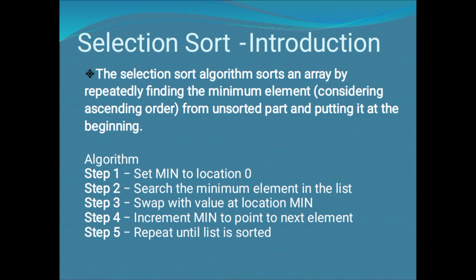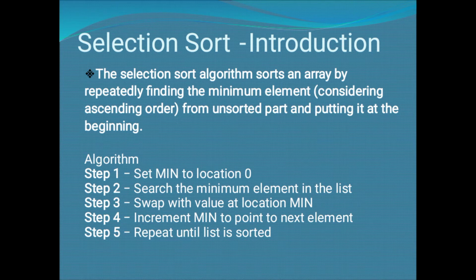Step 2. Search the minimum element in the list. Step 3. Swap it with value at location minimum. Step 4. Increment minimum to point to next element. Step 5. Repeat until list is sorted.